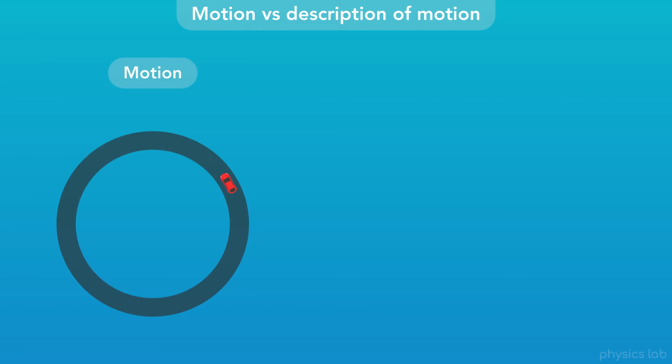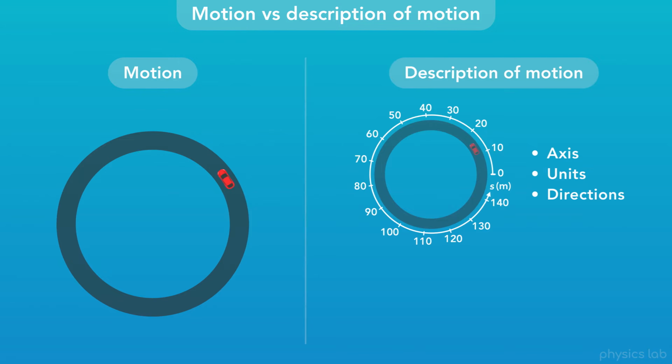Before we start, what do we mean by description of motion? Let's look at this car driving around in a circle. The motion is what the car is doing, what's happening in the real physical world. The description of that motion is how we're choosing to describe, measure, or study the motion of the car. The description of motion includes the axis, the units, and the positive and negative directions that we choose so that we can describe this motion in a way that's useful.